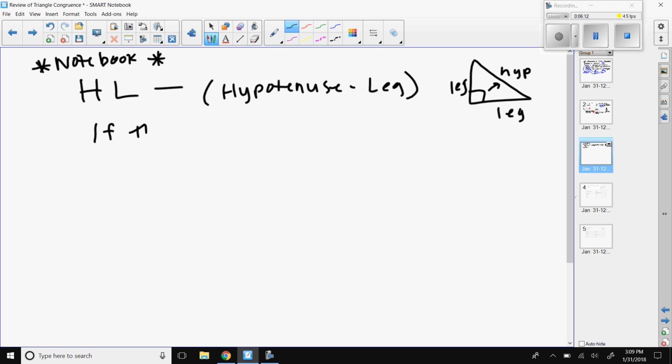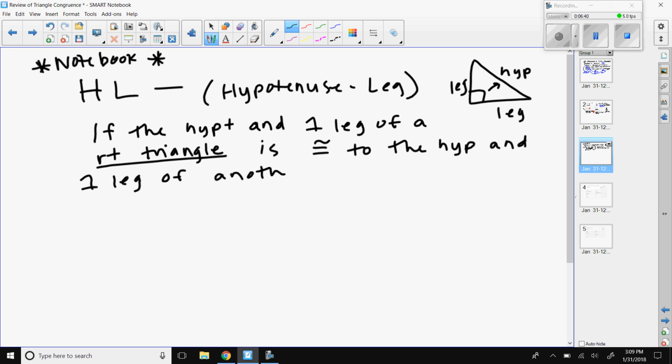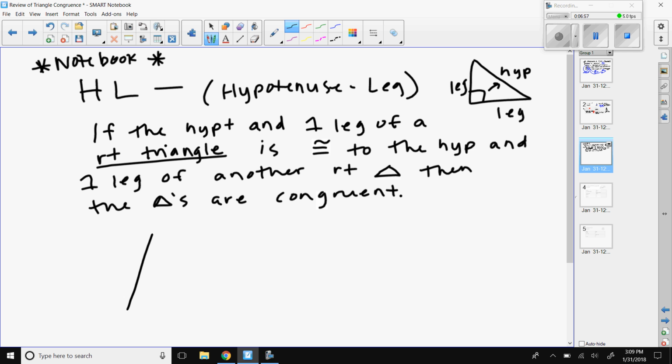And it says if the hypotenuse and one leg of a right triangle, and this is the important part, it's got to be a right triangle, is congruent to the hypotenuse and one leg of another right triangle, then the triangles are congruent to one another.